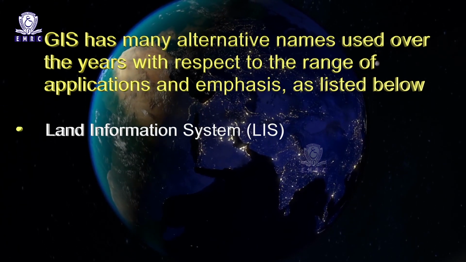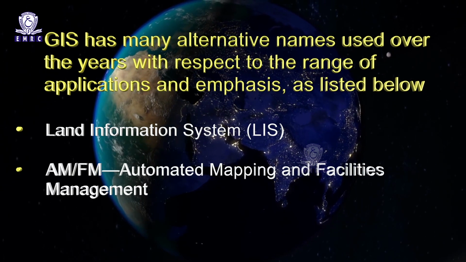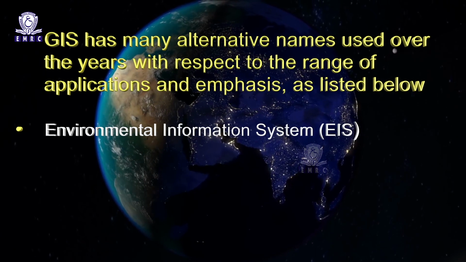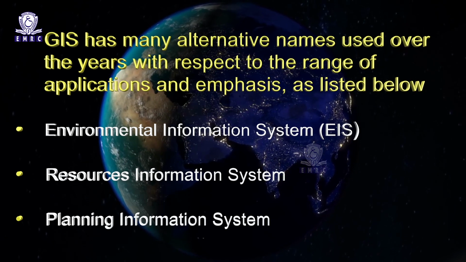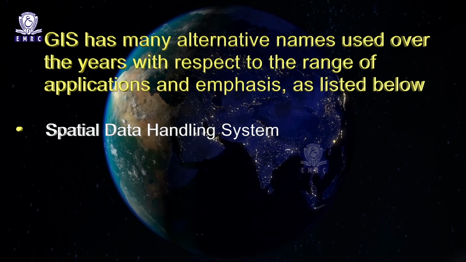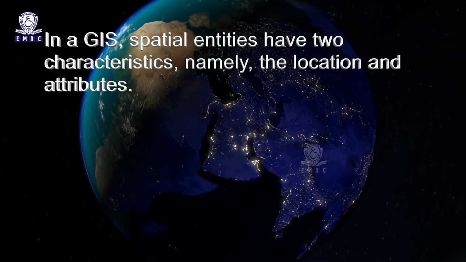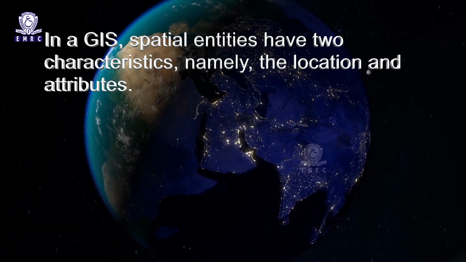Land Information System (LIS), AM/FM, Automated Mapping and Facilities Management, Environment Information System (EIS), Resource Information System, Planning Information System, Spatial Data Handling System. The ability to store data on feature-unique layers permits the simple production of special feature maps. In a GIS, spatial entities have 2 characteristics, namely the location and attributes.